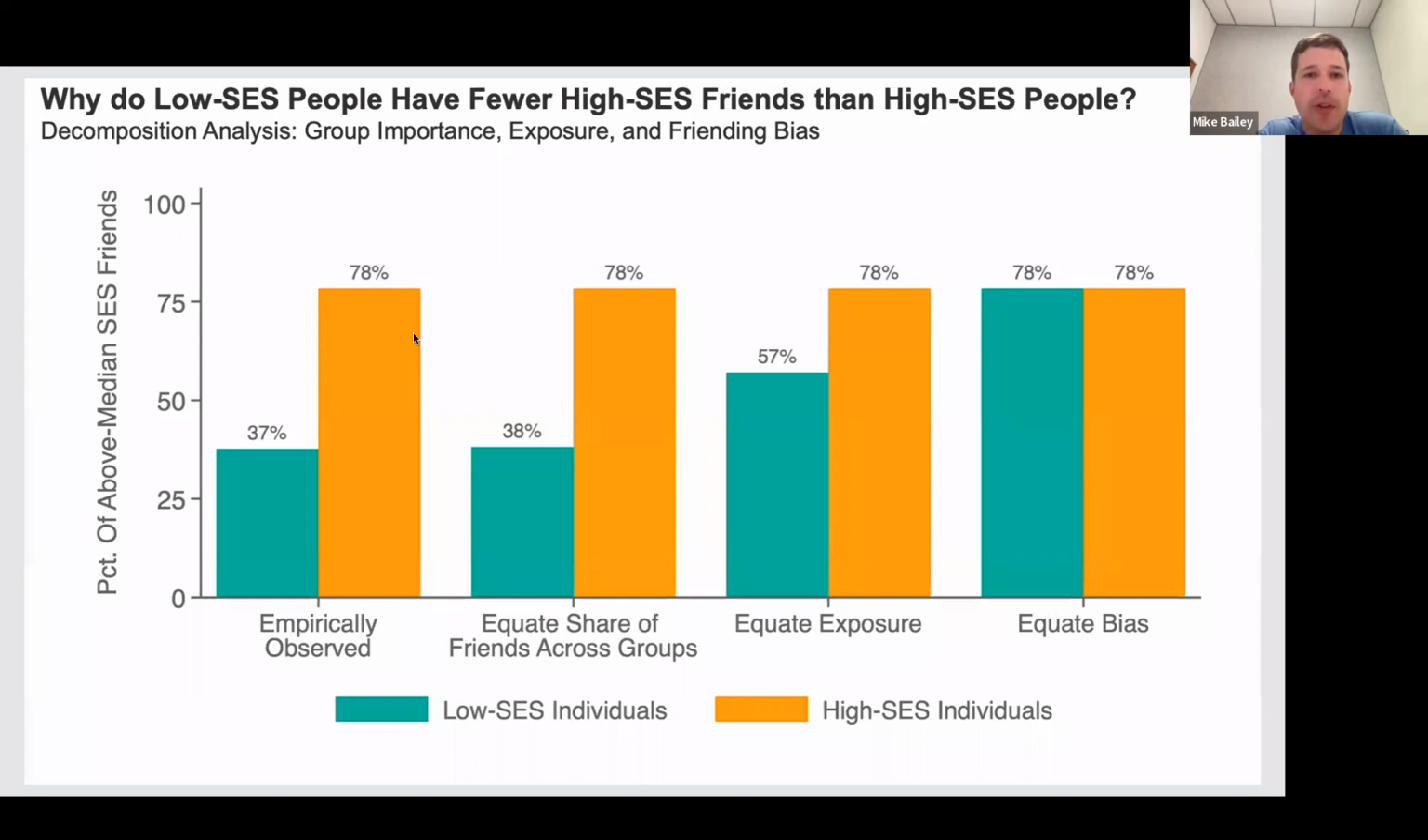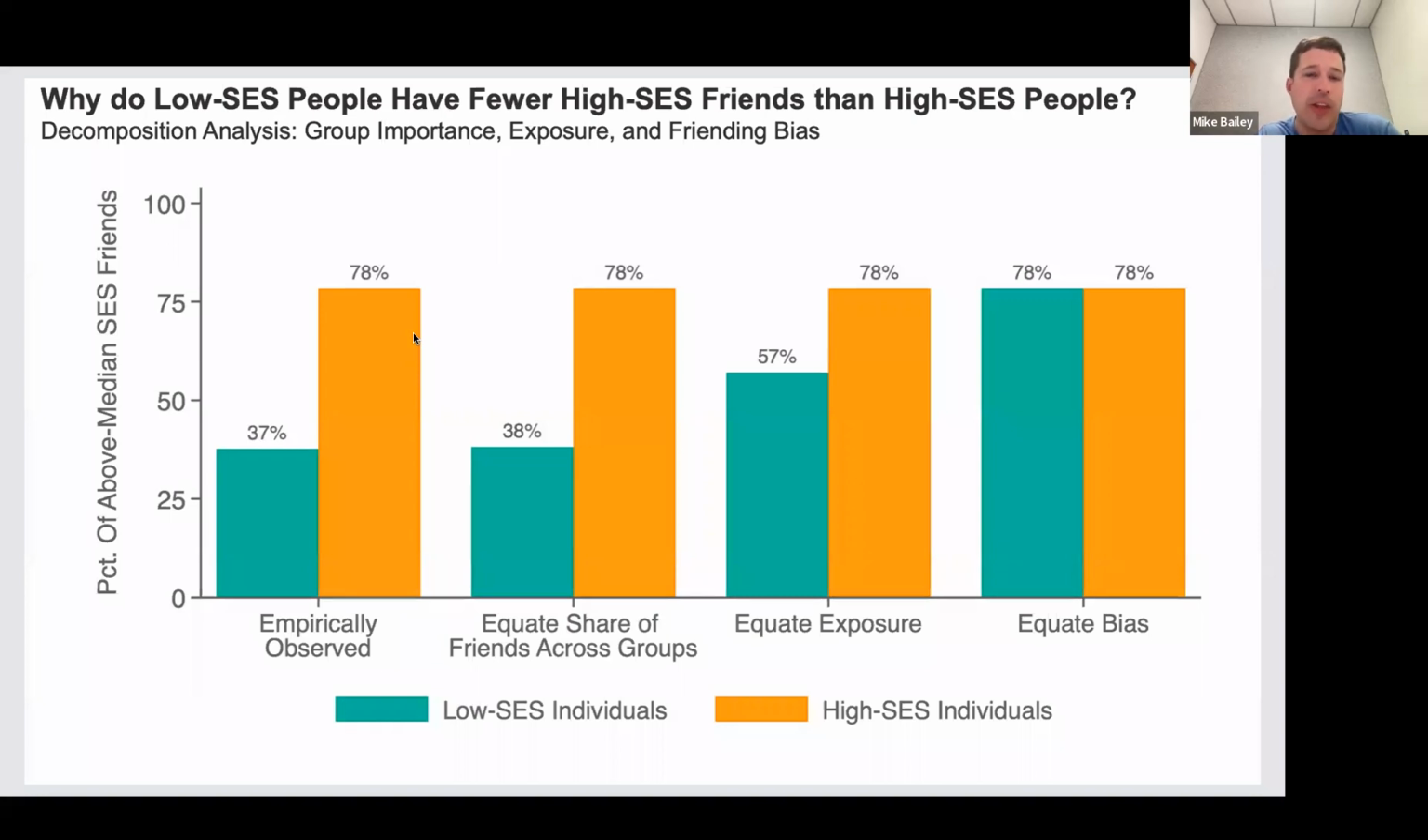Yeah, so we assume that the same rate of cross SES friending holds. So let's say you have a local Minnesota high school, and let's say that the friending rate between the high SES and low SES kids is 20%. We hold that at 20%, but we say, let's equalize the amount of high and low SES kids in that school, and then measure what the new number of high SES friends is, assuming that 20% rate holds.